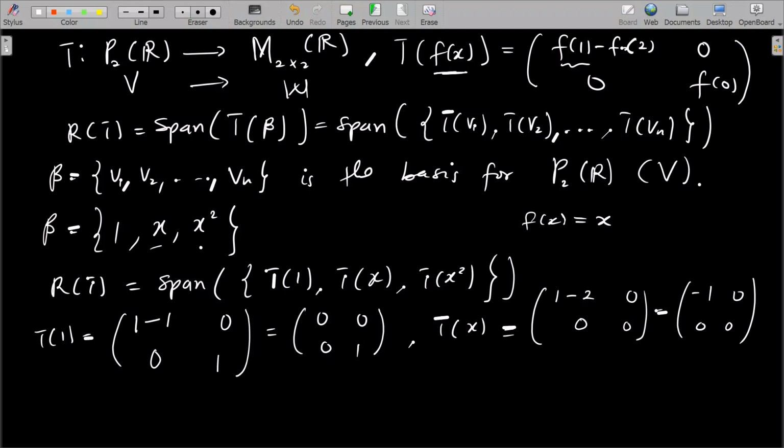Right? What is the other one I need? It is t of x squared. Right? And for t of x squared, f of x is equal to what? For t of x squared, f of x is equal to x squared. Now what is f of 1? F of 1 is 1, f of 2 is negative, so minus, f of 2 is 4, because you're going to put 2 here and then you square it. And 0, 0, f of 0 is still 0, right? And this is going to give me negative 3, 0, 0, 0.